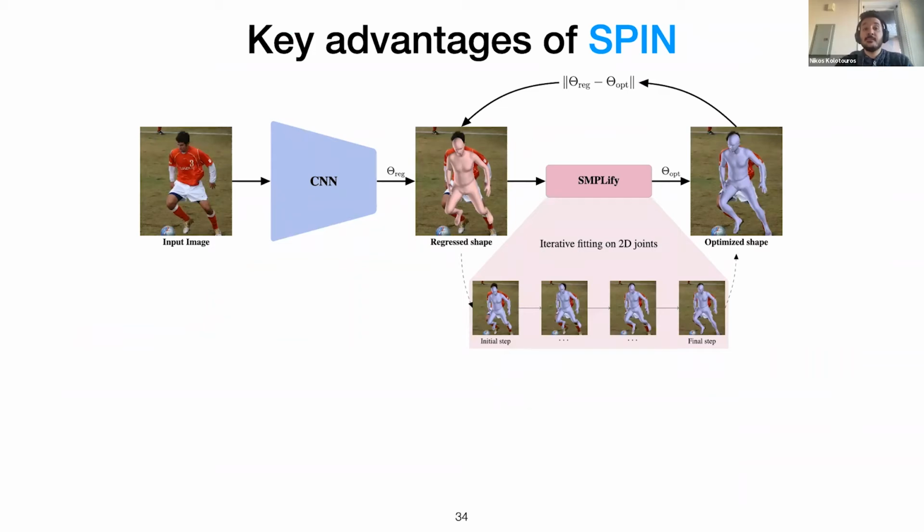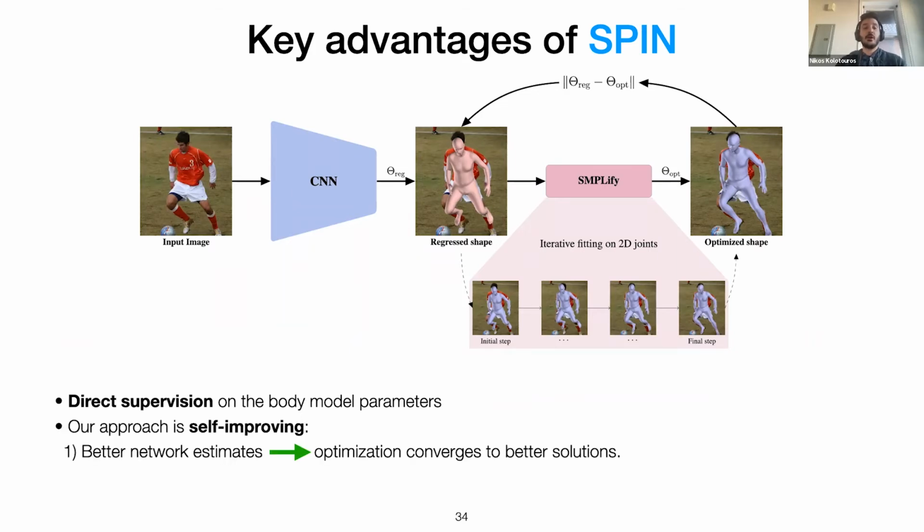So let's talk now about the key advantages of SPIN. First, the optimized shape provides direct supervision in the body model parameters, and this is beneficial compared to weaker reprojection losses. Second, our approach is self-improving. So better network estimates can lead the optimization to better solutions, and more accurate fits provide better supervision for the network. One way I like to view this procedure is through the lens of the teacher-student framework. So here the optimization plays the role of the teacher and the network the role of the student. But there's a key change happening. The teacher is not static, since the student probes the teacher to improve during training. The probing comes in the form of better initialization.